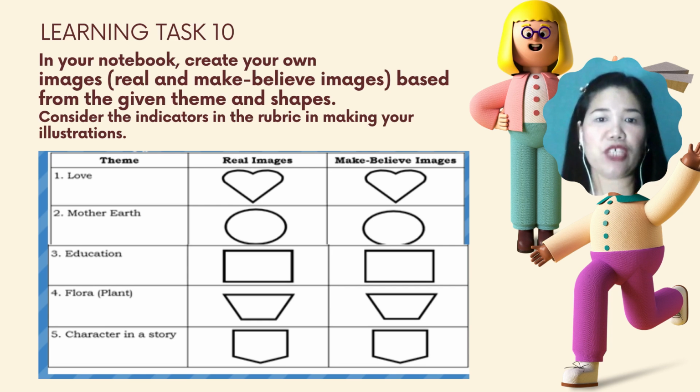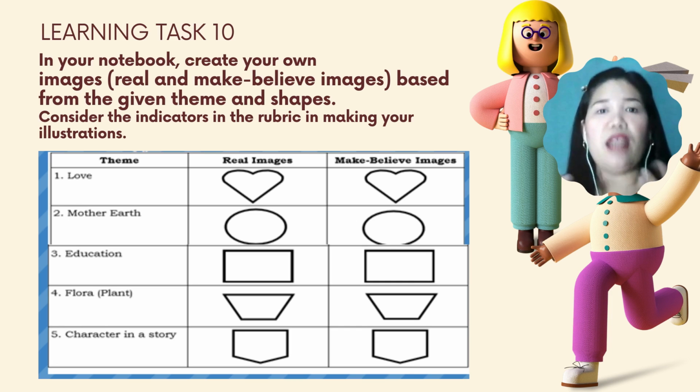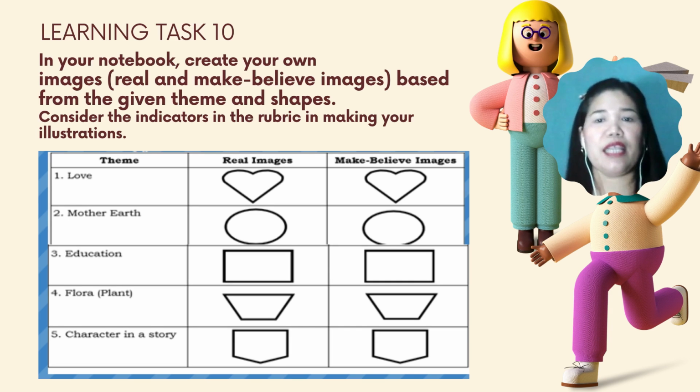So, in real image, inside the heart shape, you will draw something that shows love. And then, in the third column, inside the heart shape, you will draw something also that shows love in make-believe image. And then number 2, Mother Earth.